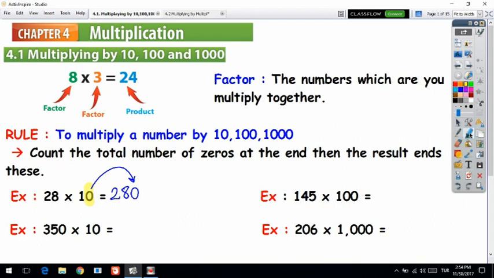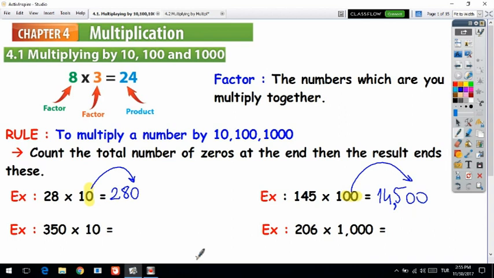Now let's look at more questions. 145 times 100. What was the rule? I close the zeros at the end of the number. What number is left? 1. Can you multiply 145 by 1? Yes, it makes 145. How many zeros did I close? 2. I bring 2 zeros at the end. From right to left, after 3 digits, we put a comma to read the number easily. So the number is 14,500.